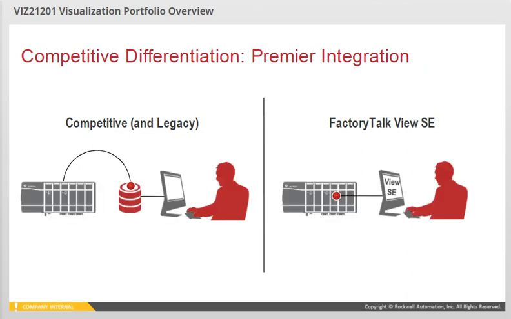The key competitive differentiator of FactoryTalk View SE is premier integration with Logix controllers. This dramatically simplifies usability compared to competitive site-level visualization solutions. One example of premier integration is shown on this slide. In competitive and legacy solutions, an HMI tag database must be created and maintained. Any other part of the visualization platform that needs to display, modify, or otherwise access the information in the controller does so via the HMI tag database.